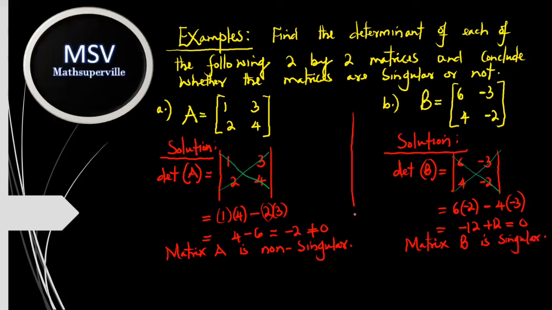So that's it. That's how you determine the determinant of a 2 by 2 matrix and conclude whether the matrix is singular or not. So next time we will see how we can use these determinants to find the inverse of a 2 by 2 matrix.